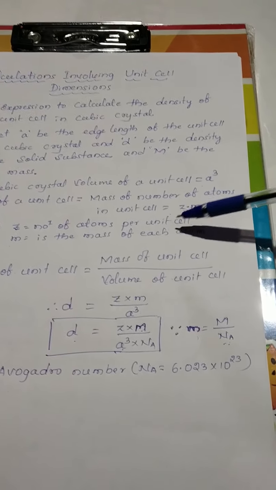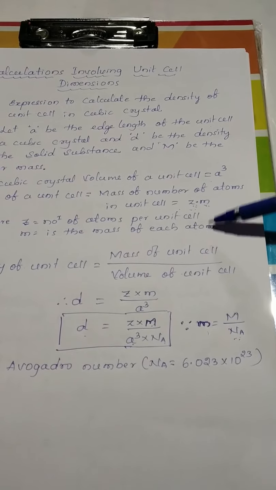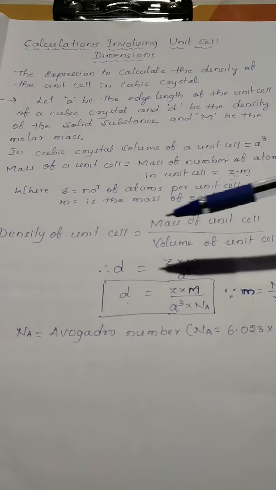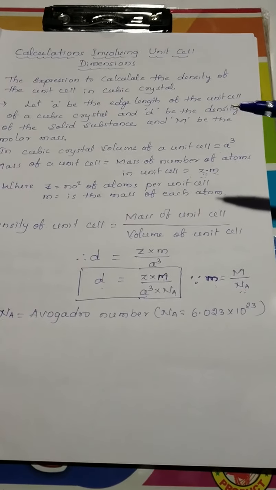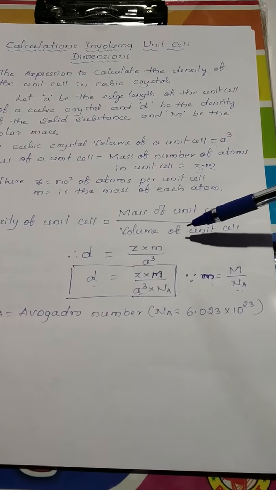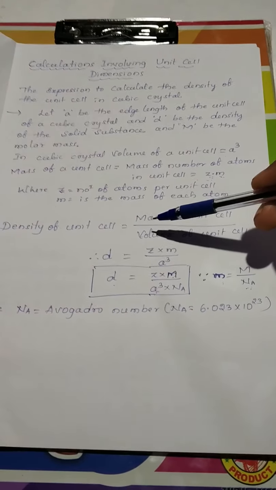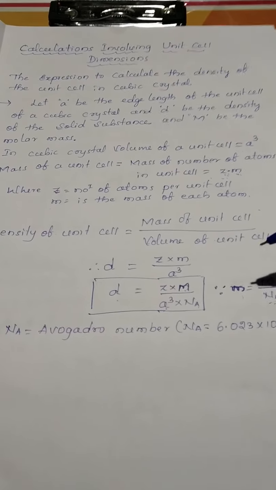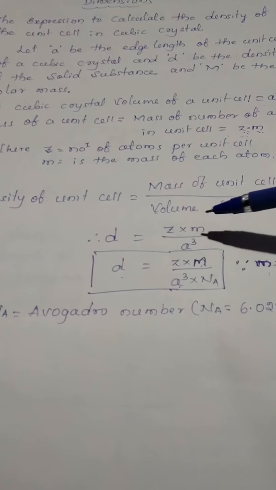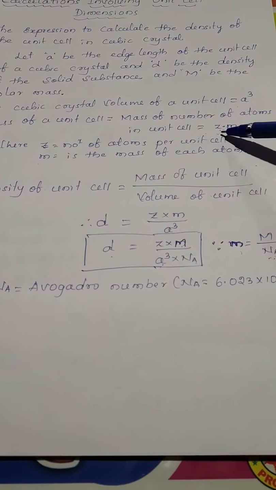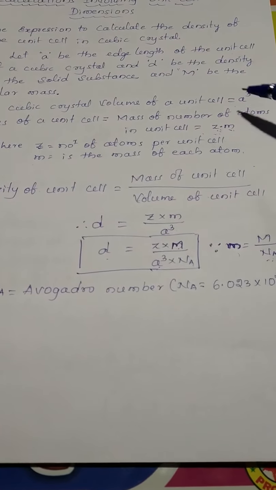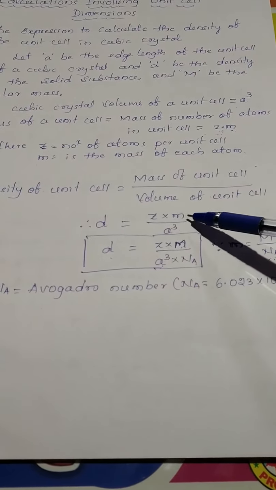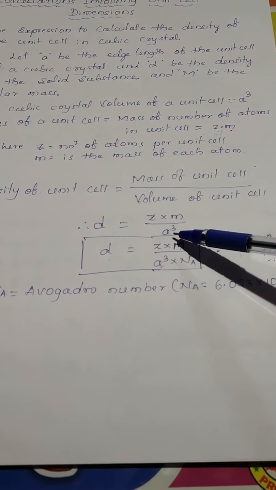Small m means the mass of each atom. Then the mass of the unit cell is equal to Z into m. As you know already, density is equal to mass by volume. You have studied this in first PUC. The density of the unit cell is equal to the mass of the unit cell divided by the volume of the unit cell. Mass of the unit cell is Z into small m, and volume of the unit cell is a cube.